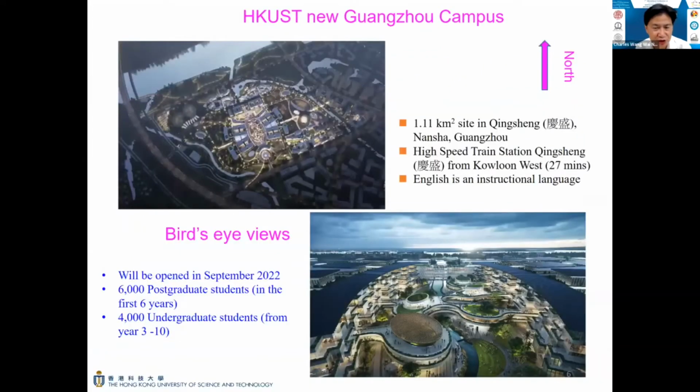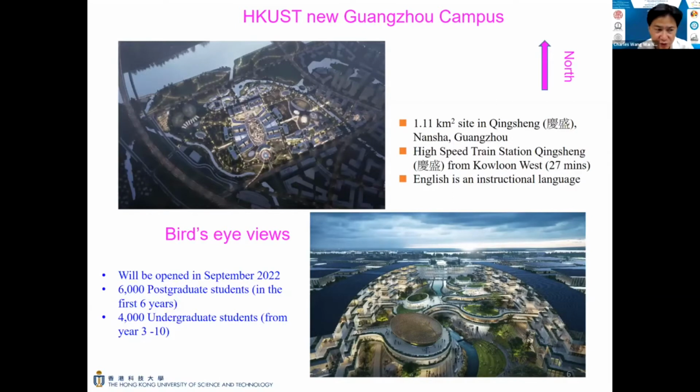Good news perhaps to share with you is we are building a new campus in Guangzhou, which is twice the size of the one we have in Hong Kong. And the Guangzhou campus is located only 27 minutes by high-speed rail from Kowloon to Qingsheng Station, which is very close by fast train. English is the instructional language to be used on the campus mainly. And the new campus will open next year, September 2022.